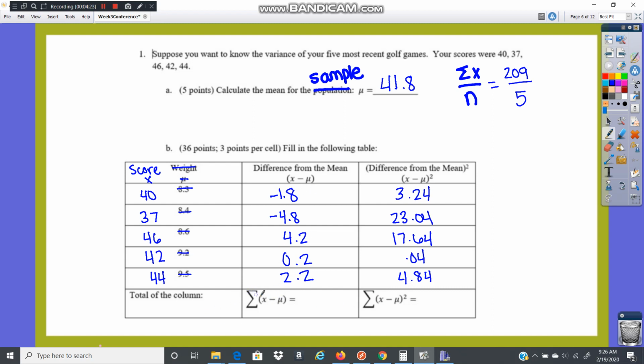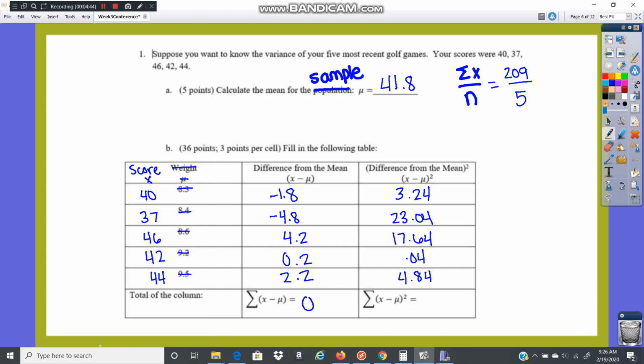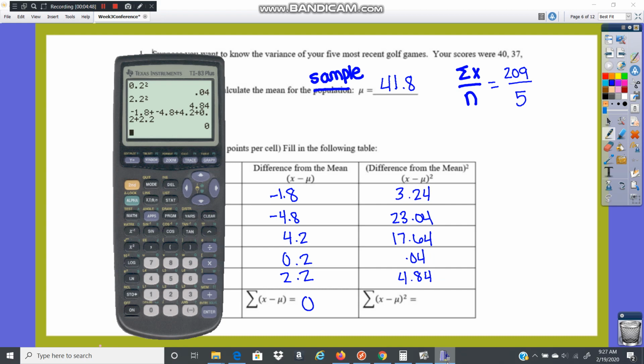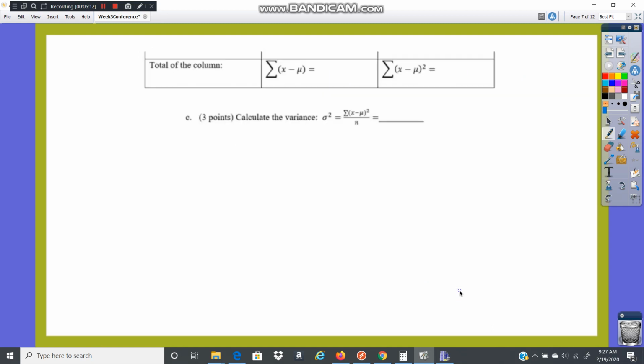Okay, now for the columns, this is the sum of the columns. So I'm going to add this column together, and then I'm going to add this column together. My first column: negative 1.8 plus negative 4.8 plus 4.2 plus 0.2 plus 2.2 gives 0. The difference from the mean column should be 0, so that's correct. Now this one: 3.24 plus 23.04 plus 17.64 plus 0.04 plus 4.84, so 48.8. Let's remember this information so we can use it for the next page. So the total of my column was 0 here and 48.8 here.